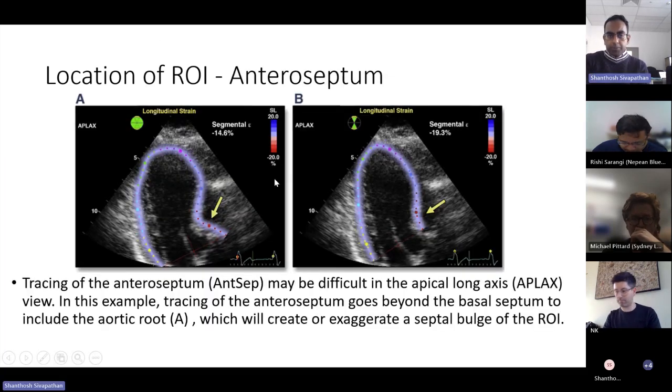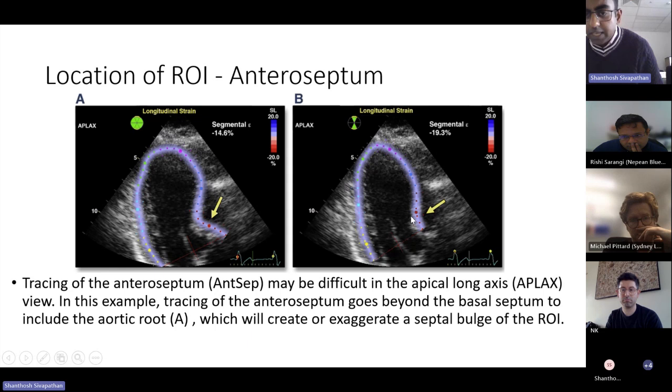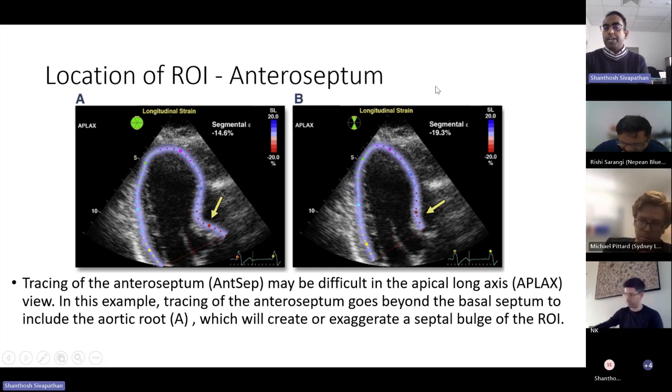In this case, similar, when you do your 3-chamber strain analysis or strain tracing, they've gone way too deep into the anterior septum and almost into your LVOT, the outflow tract. This is going to exaggerate the septal bulge, and it's going to give an exaggerated result. You really want to pull that back in so that it's not too deep into the LVOT, and just include the endocardium of the LV. That again will give you a much better reflection.